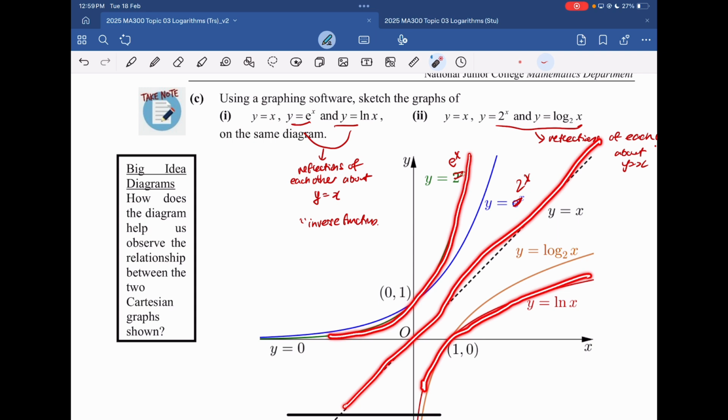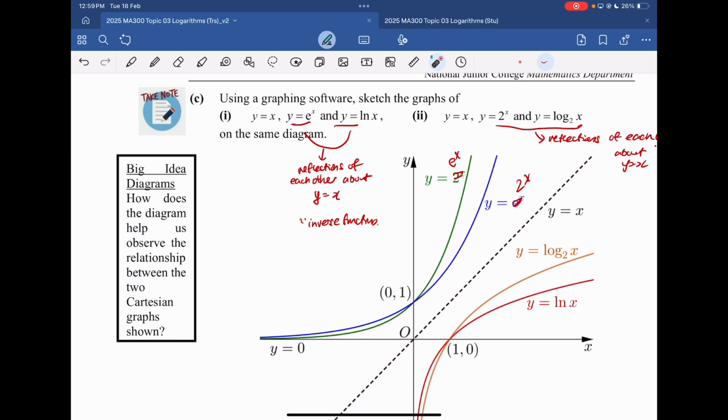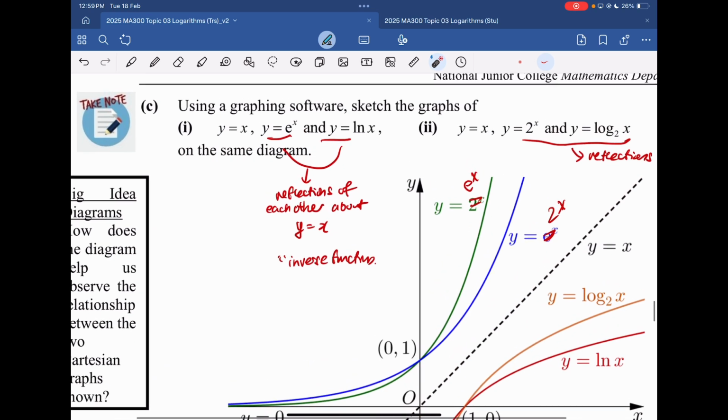Do you see that the graphs are actually reflected about the middle line? This is the middle line. It's like the Chinese chuan like that. This is the middle. They are reflected about the line y equals x.